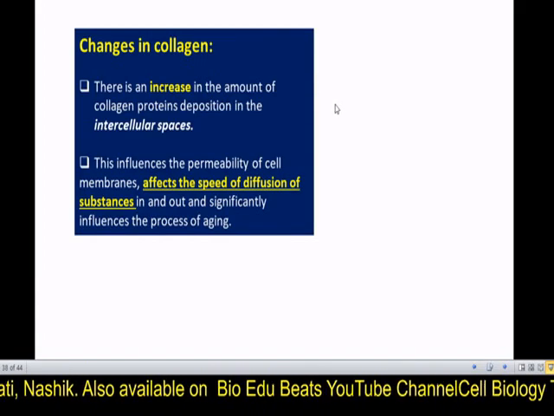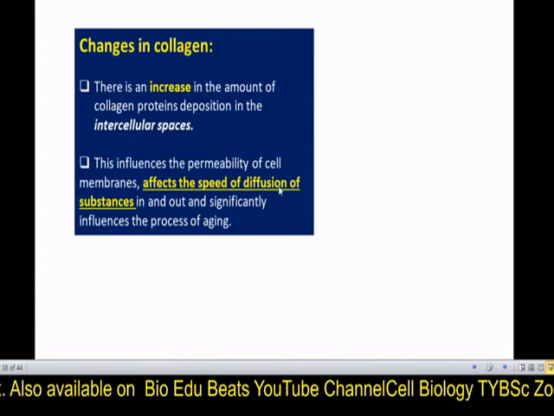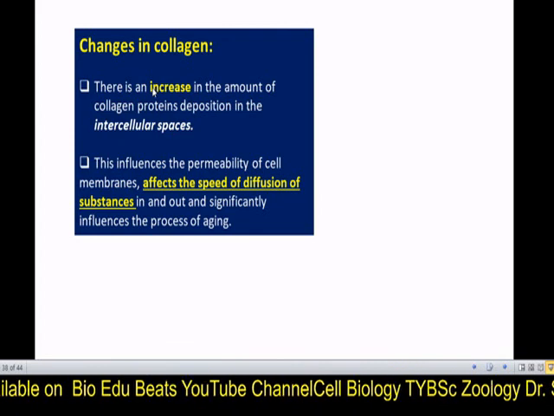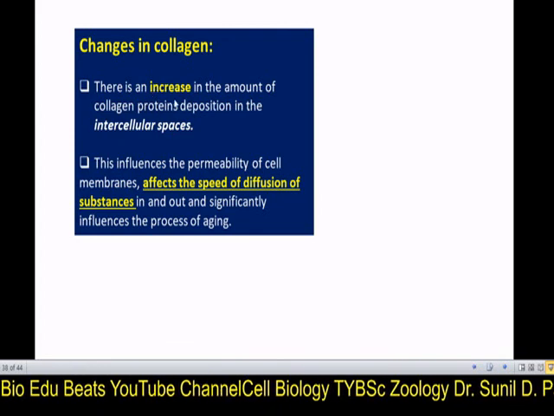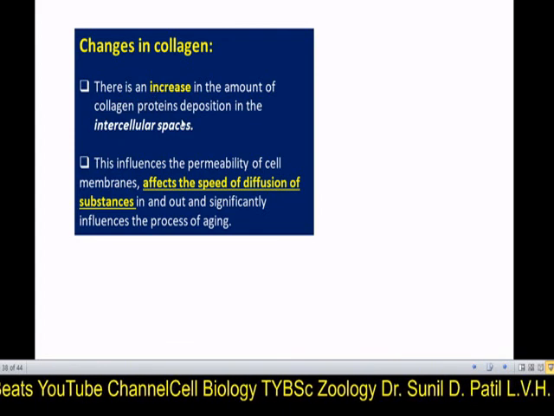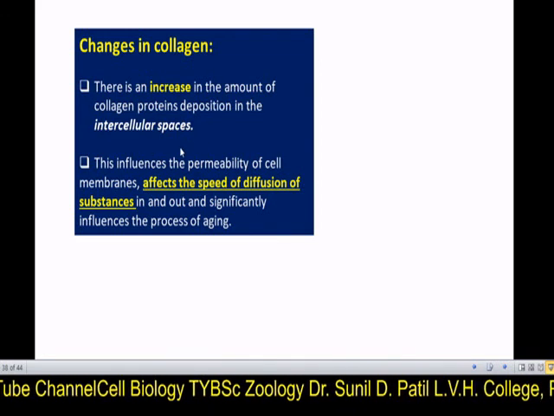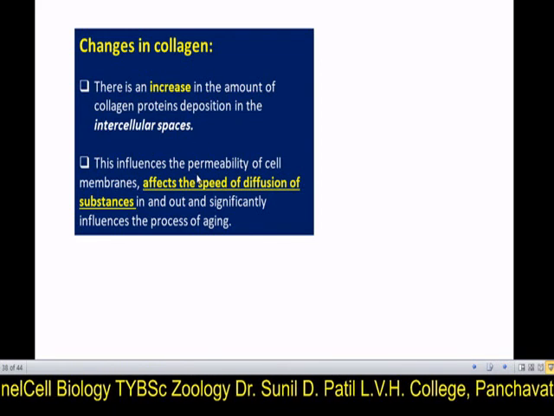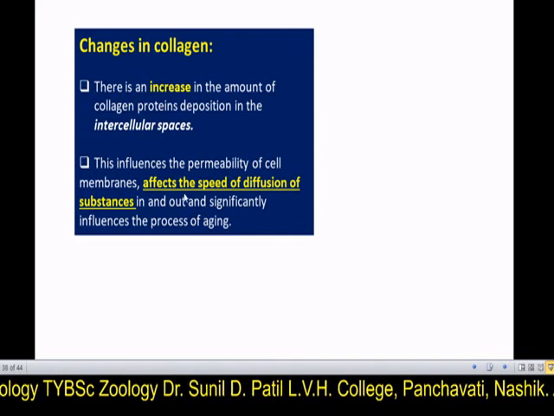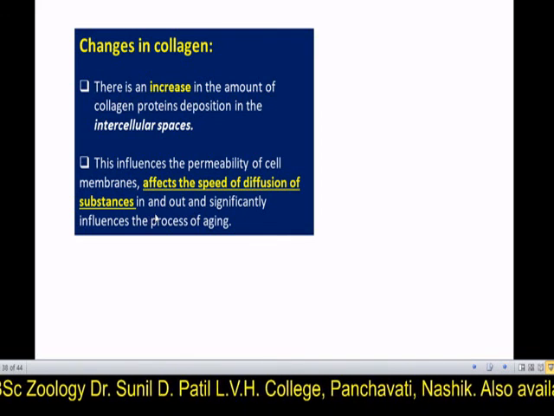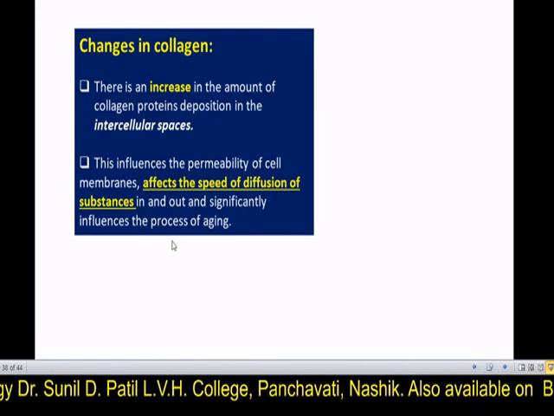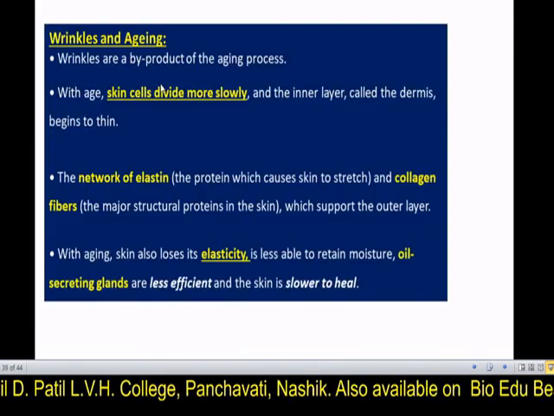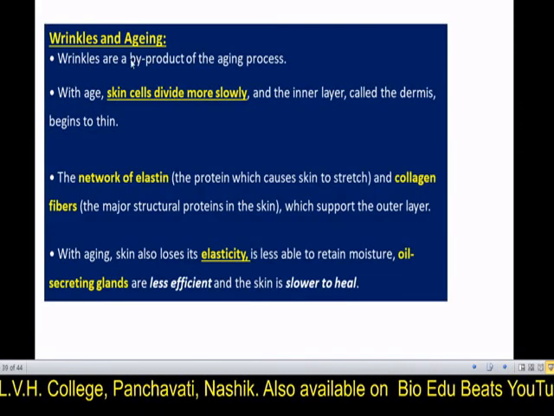Changes in collagen are important for us for the theory. In extracellular changes, there is an increase in the amount of collagen protein deposition in the intercellular spaces. This influences the permeability of the cell membrane, affects the speed of diffusion of substances in and out, and significantly influences the process of aging.